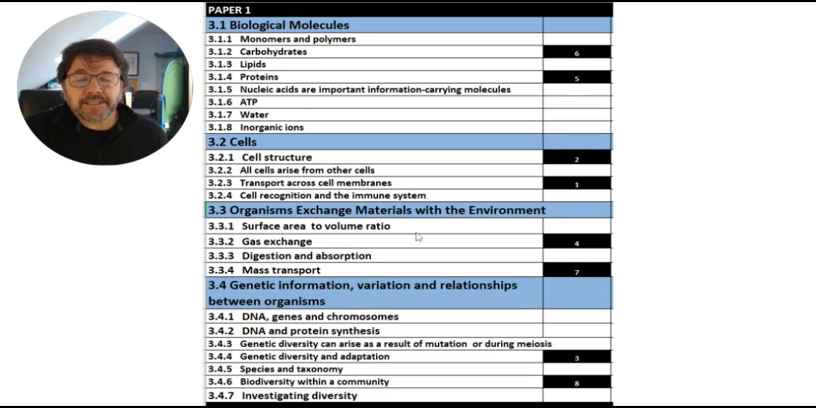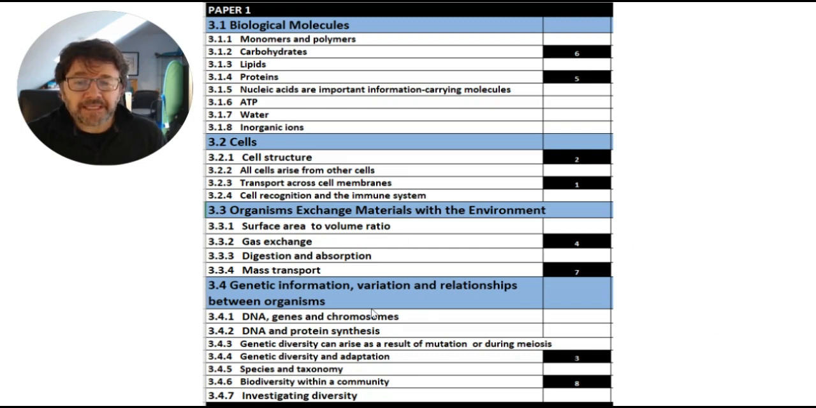And then organisms exchange materials with the environment. There's very little on digestion and absorption, and that relates to cells. So remember the co-transport aspects with glucose and sodium ions, and also surface area to volume ratio. Maybe work out some calculations there related to surface area to volume.